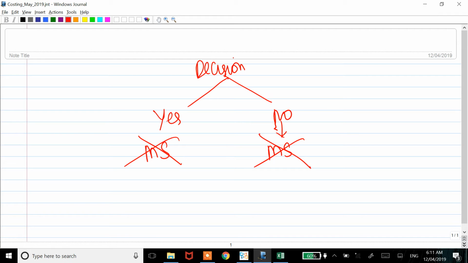So the basic rule is very simple. To decide whether something is relevant or irrelevant, the only question you need to ask yourself is, if you do the project, what happens? If you don't do the project, what happens? If you manufacture the product, what happens? If you don't manufacture the product, what happens? So you will have to do technically something called a yes or no analysis. And if your answer is the same for yes as well as no, if the answer remains the same for both the parts, it becomes an irrelevant cost. That's the general norm to decide whether something is relevant or irrelevant.